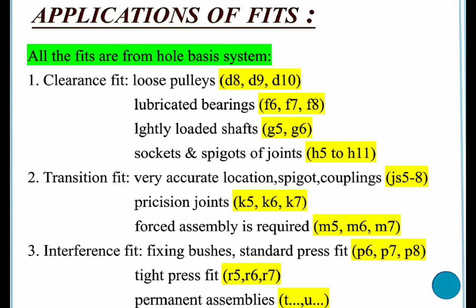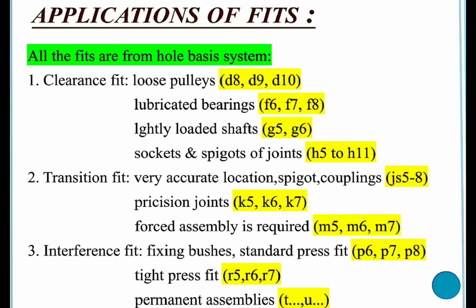Second one is transition fit. There is very accurate location, spigot couplings. These are JS5 to JS8. Second one is precision joints like K5, K6, K7. We are denoting like this. Forced assembly is required, M5, M6, M7. These are the transition fits.